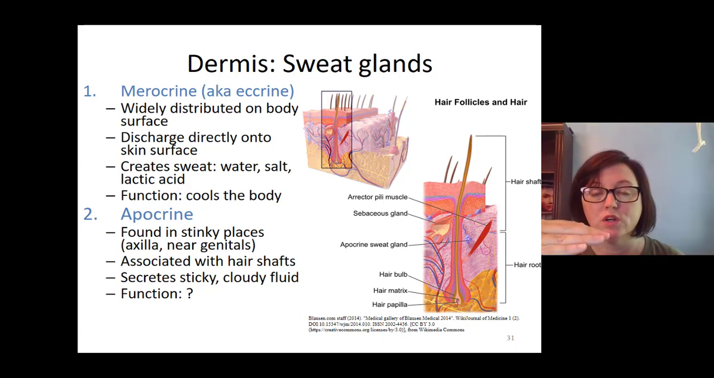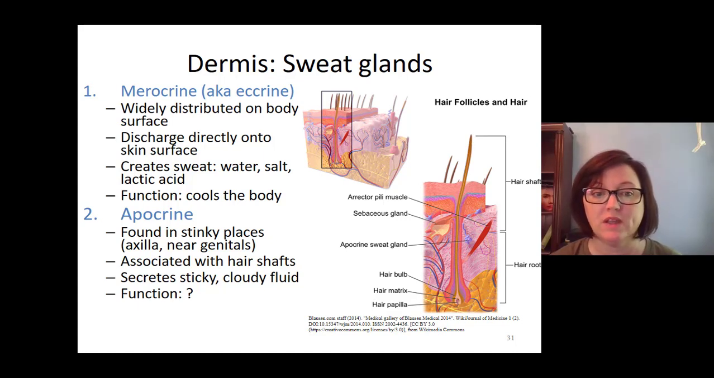So when this water and sweat is released onto the surface of skin, the heat within the body is used to evaporate that water, and that will draw some of the heat away from the body. So it does help to cool us. The apocrine sweat glands produce sweat, but it's not a cooling sweat. It does not help to cool us down.